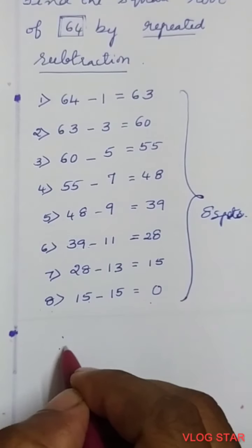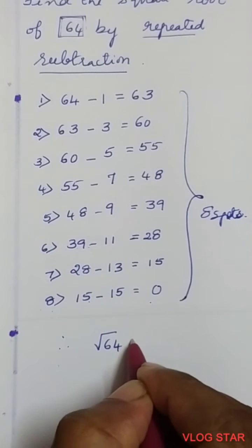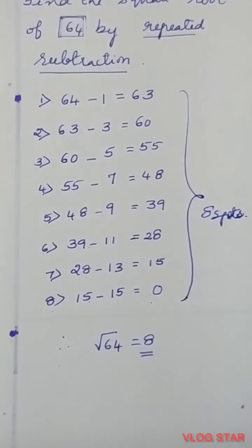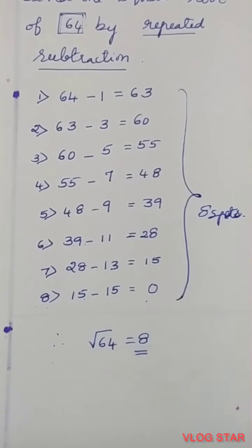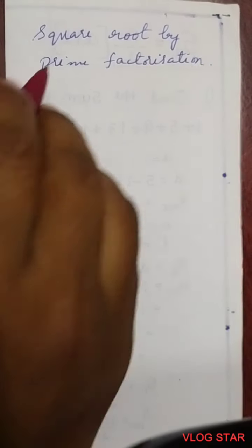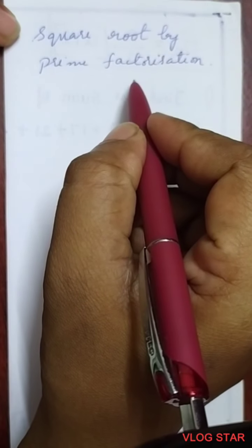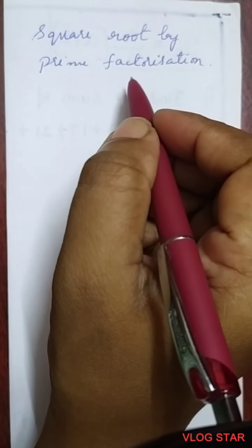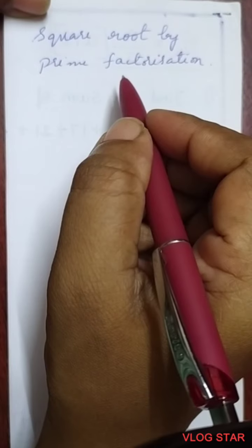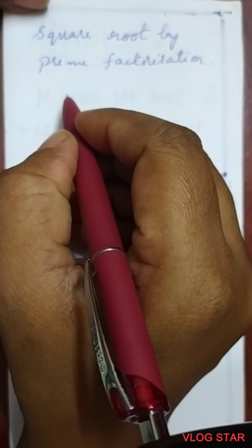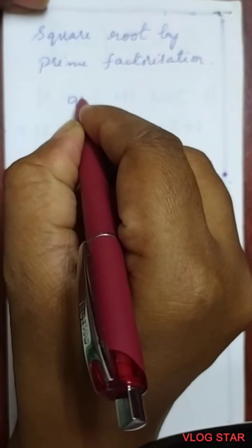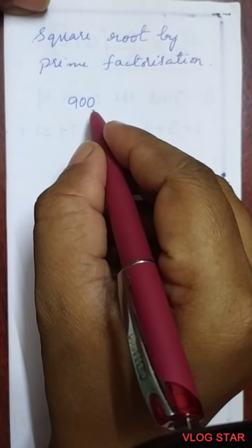That is why the square root of 64 is equal to 8. Square root by prime factorization. How to find out the square root now? So here first we have to write the given number. Now we have to find out the square root of 900.